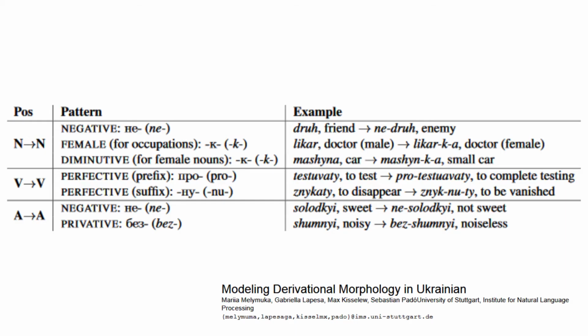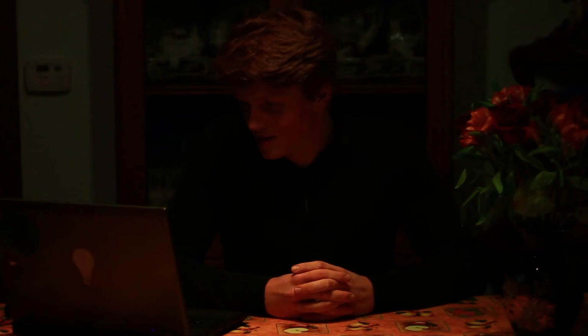Anyways, so the next example rather, is shumni, which means noisy. And when you add a bez before it, as a prefix, it changes into bez shumni, which means noiseless. So it's sort of again negating it. You're changing from noisy to noiseless. So sort of like not noisy. The bez maybe is like a not.